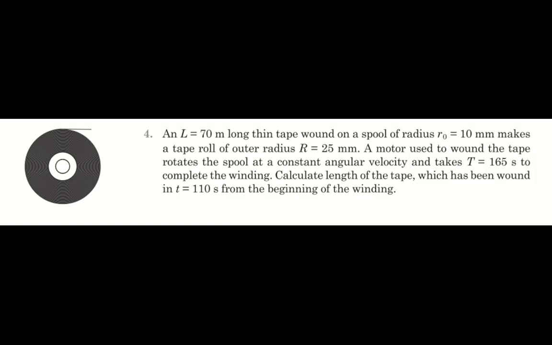So in this question, there's a spool on which a tape is being wound. And when L length of tape is wound over it, its radius becomes capital R and it takes time capital T. Now the question is, in time small t, in some other time, what will be the length of tape that will be wound over it? Okay, so let's see how to solve it.